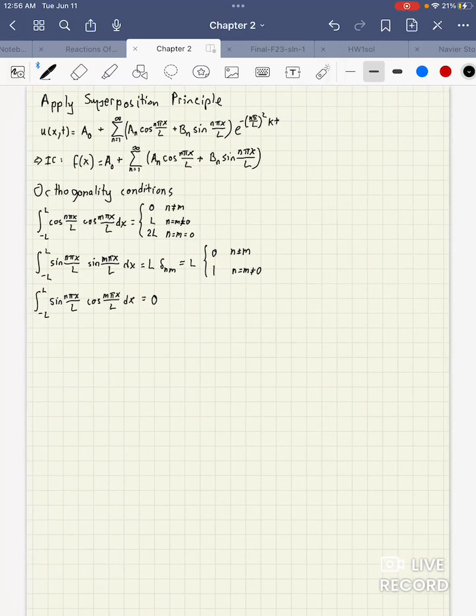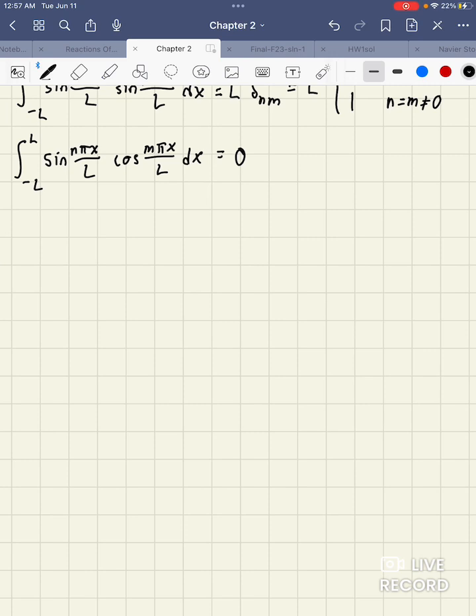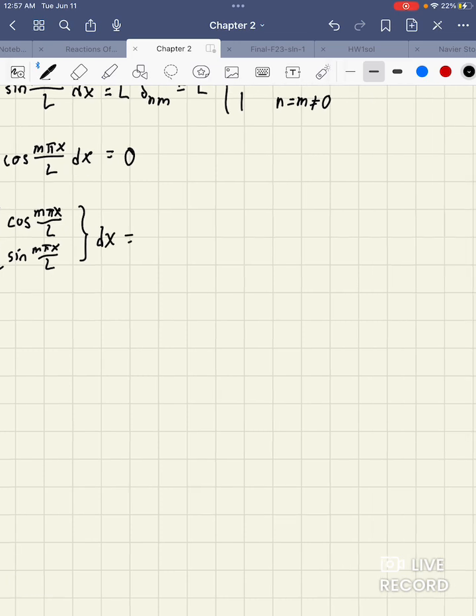So now we're going to multiply the corresponding cosine or sine with the different eigenvalue on both sides and try to solve it. We can do both of them at the same time by summarizing two in one line. So negative L to L f of x, and either we multiply by cosine n pi x over L or sine n pi x over L, dx.